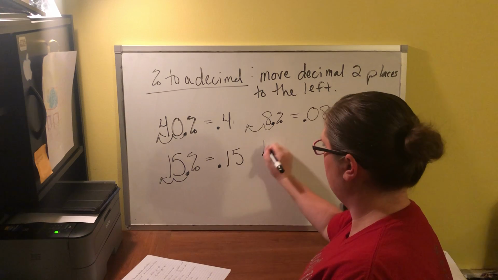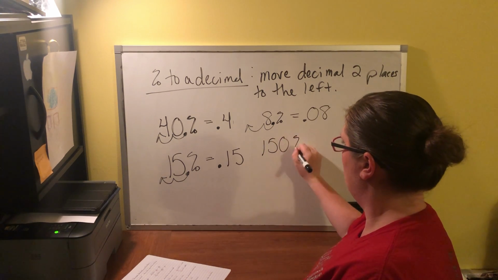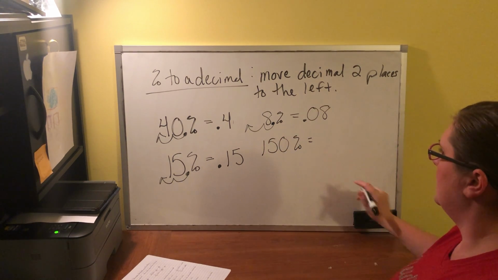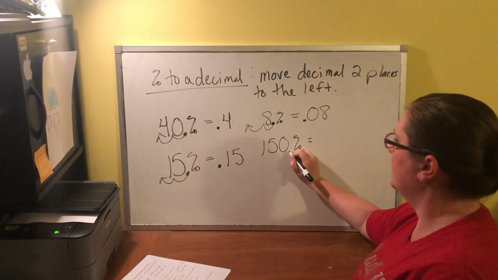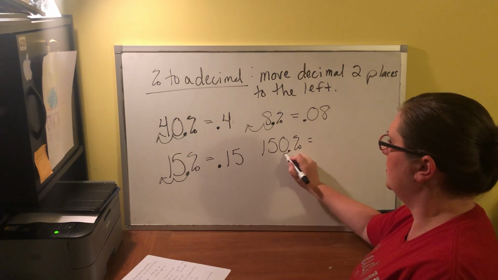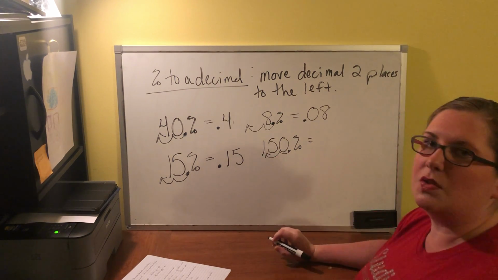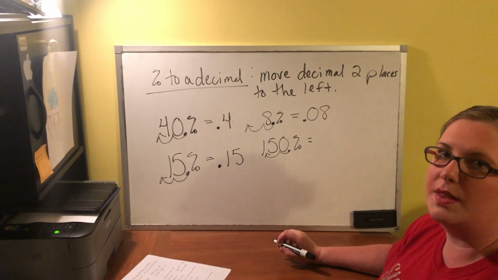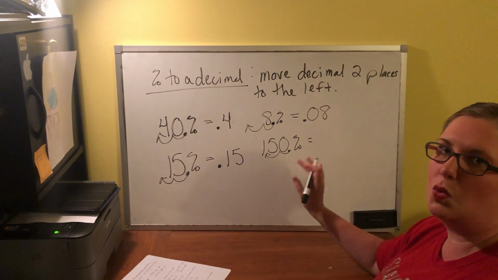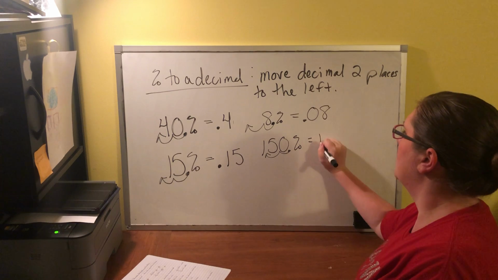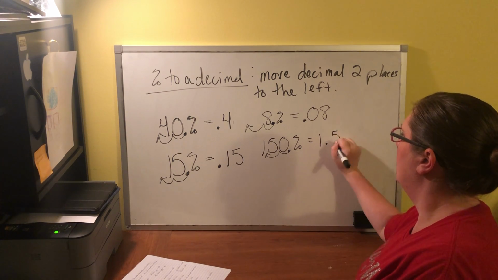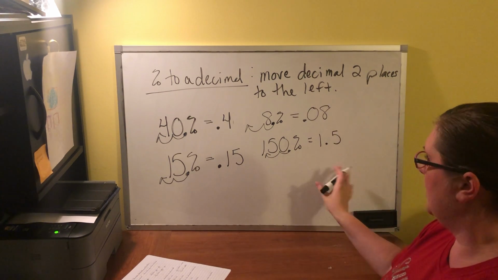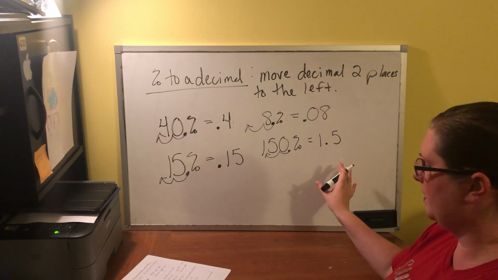Let's look at 150%. Same thing, it's a whole number. Put the decimal all the way to the right, and we're going to move it 2 places to the left. So this time we have a whole number and a decimal, and that's okay, because this was greater than 100%. So this would become 1.5 as your answer, okay? 1.5 is your answer.